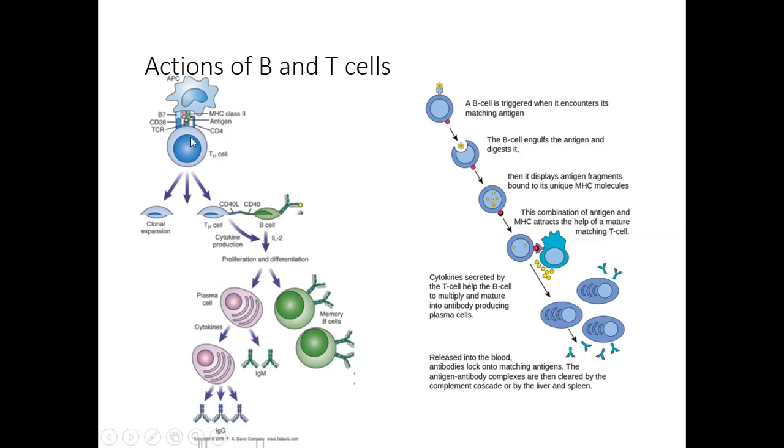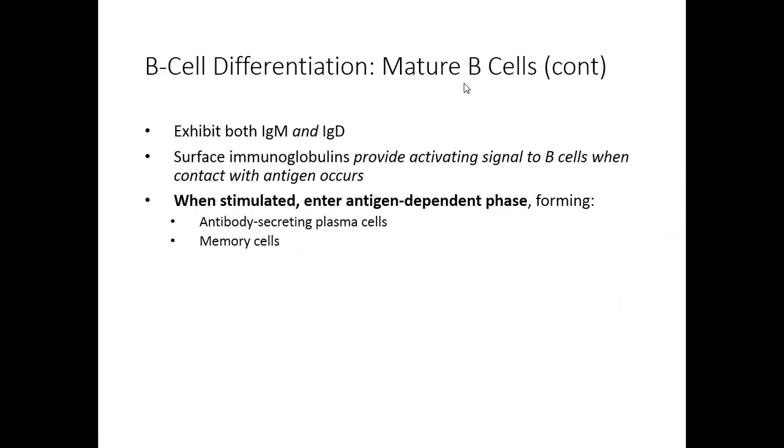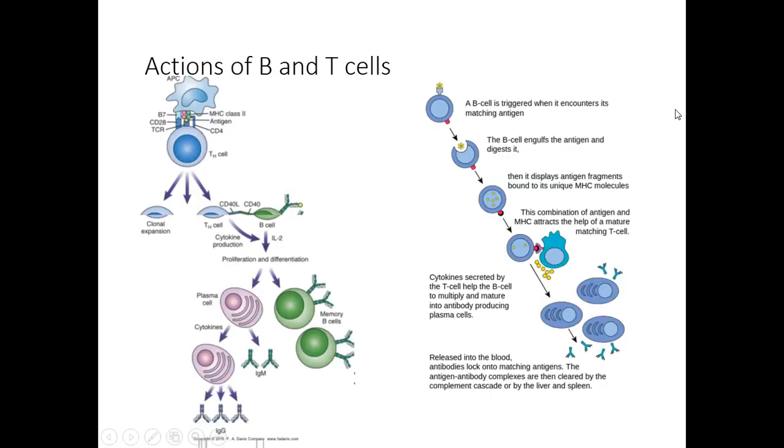This just is the T helper cell and antigen presenting cell coming in contact here, and in this case, the B cell is triggered already when it met an antigen. It could have been a naive B cell that develops through this antigen-dependent phase, and then continues to go forward and meet more T helper cells to help with the process.